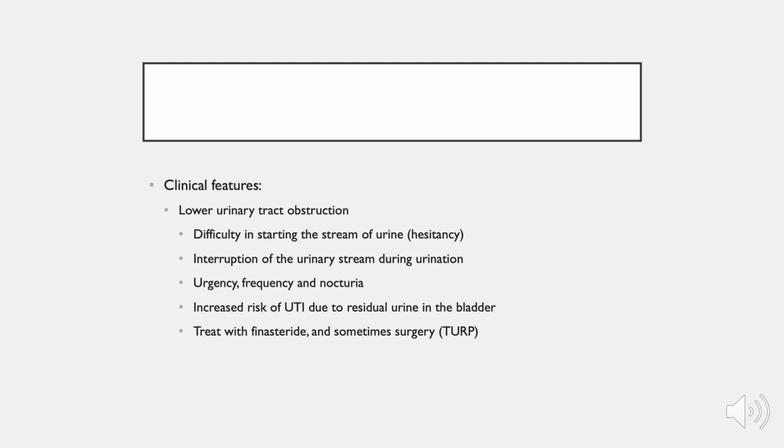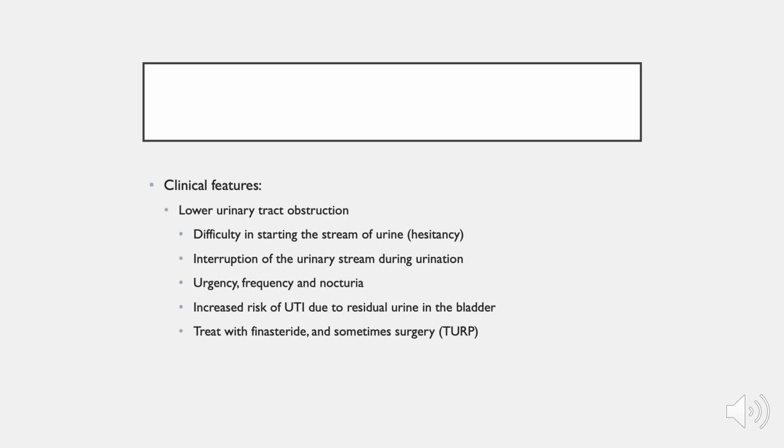Clinically, those patients present with urinary symptoms, specifically difficulty in starting the stream of urine, named hesitancy, interruption of the stream before completing the urination process, urgency, frequency, and nocturia. Nocturia means the need to urinate during sleep several times. And since the urinary bladder is not emptied fully due to the obstruction, this results in urine stasis in the bladder, which increases the risk of urinary tract infection.